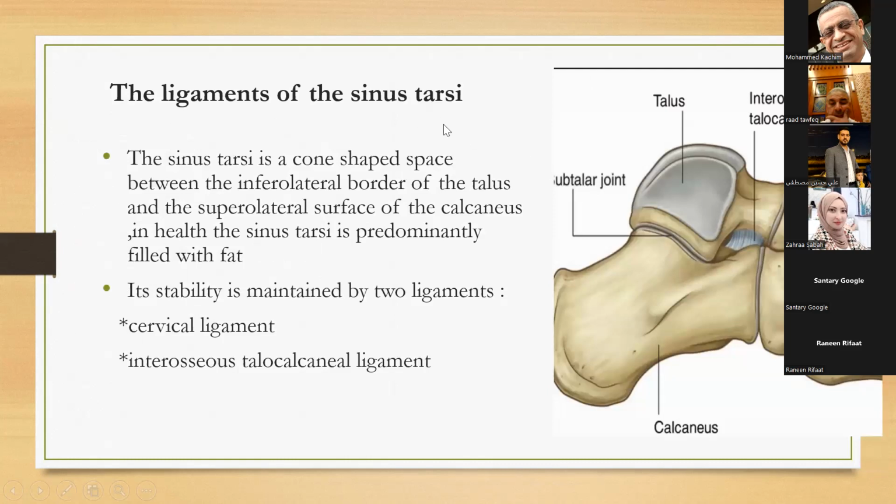Ligaments of sinus tarsi. The sinus tarsi is the cone-shaped space between the inferolateral border of the talus and the superolateral surface of the calcaneus. In health, the sinus is predominantly filled with fat. Its stability is maintained by 2 ligaments. The cervical ligament, and the most important one, is the interosseous talocalcaneal ligament.